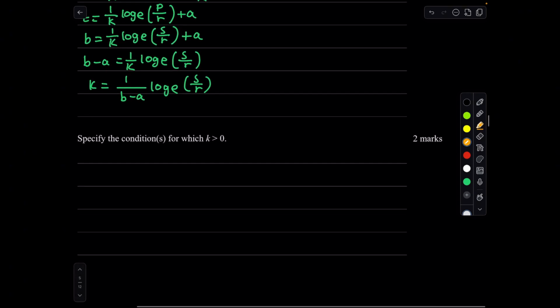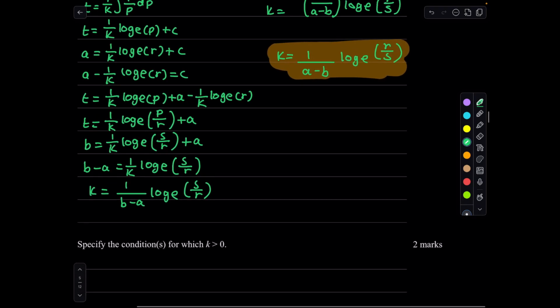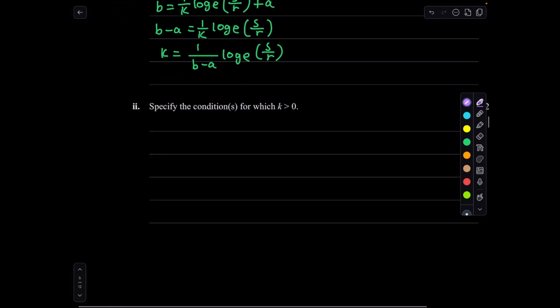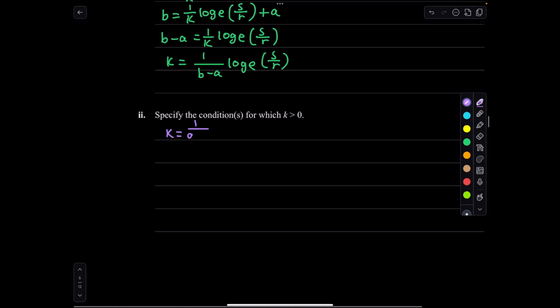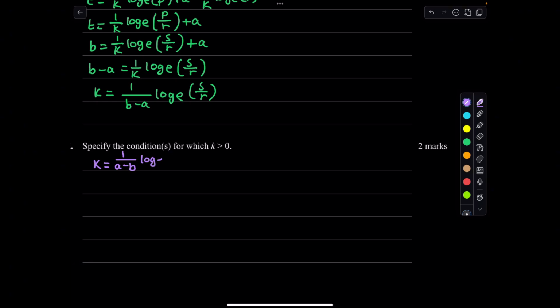Okay, so that's there. Next question. Specify the conditions for which K is greater than 0. So when K is positive. So let's write what this formula is. You know how K is equal to 1 over A minus B, log e of R over S.